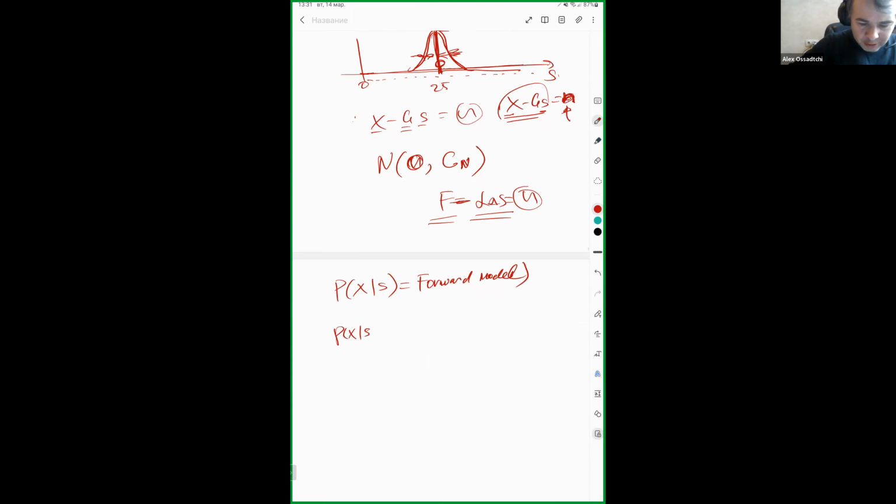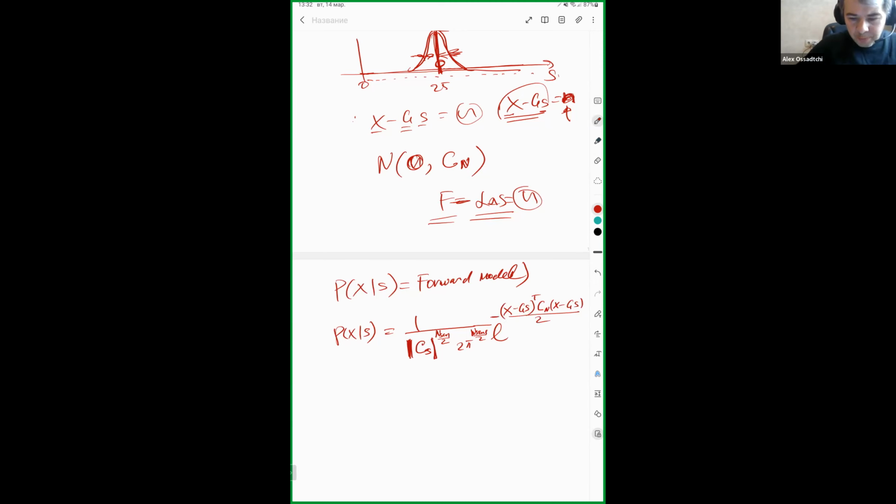So P of X given S is equal to 1 over the norm of the covariance matrix of S to the power of n sensors divided by 2, multiplied by 2 pi to the same power. I think I remember. And then exponent of minus, of course, X minus GS, transposed, C noise inverse, X minus GS, divided by 2, I believe.